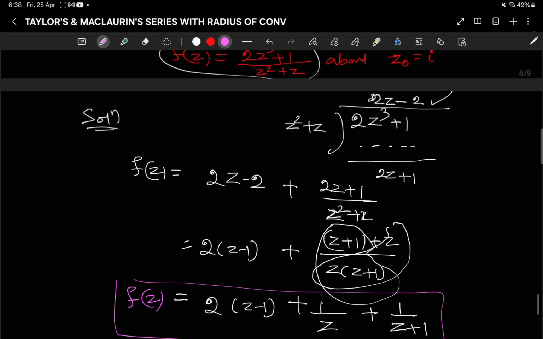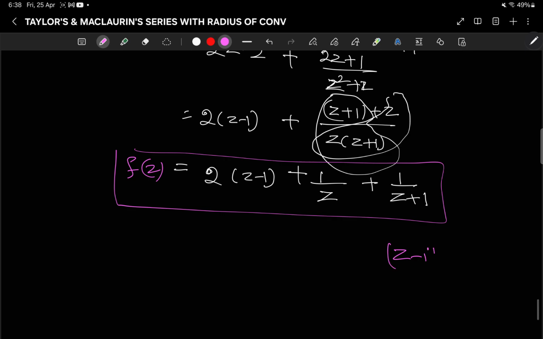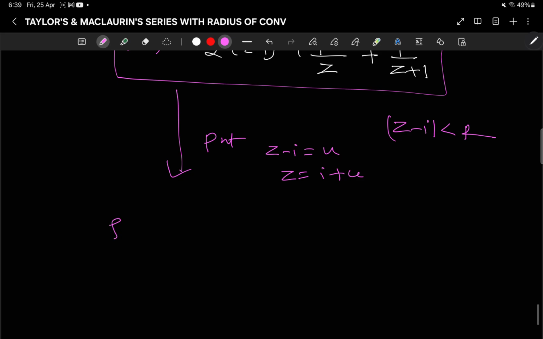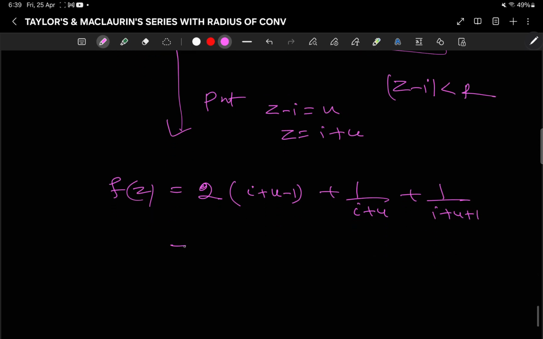Now what are you asked? You are asked to put center at i. So we need |z minus i| less than r. So we put here z minus i is equal to u, which implies z is equal to i plus u. Now you simplify it. So what is your f(z)? f(z) is equal to 2 into (i plus u minus 1) plus 1 by (i plus u) plus 1 by (i plus u plus 1). Okay, so I can write it. It is 2 into, simply, u minus 1 plus i.